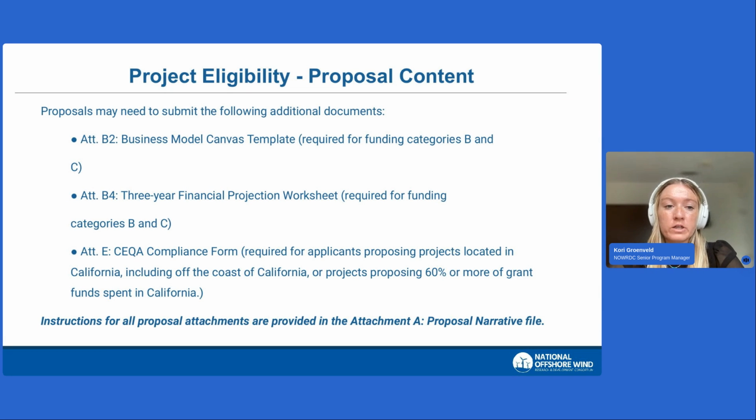Then, depending on your funding category and whether you are proposing projects located in California, you may need to fill out the additional documents. All of this should be clear when you review attachment A, but you may need to fill out the attachment B2, which is the business model canvas template. Also the attachment B4, which is the 3-year financial projection worksheet. And then attachment E, which is CEQA compliance. This is required for applicants proposing projects located in California.